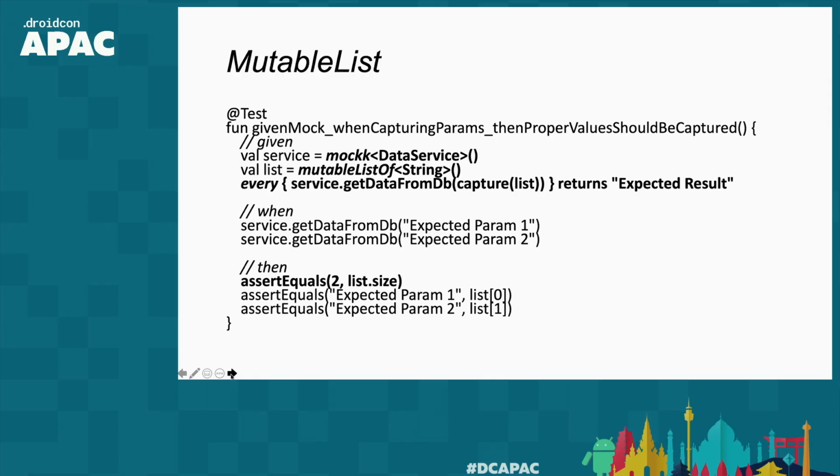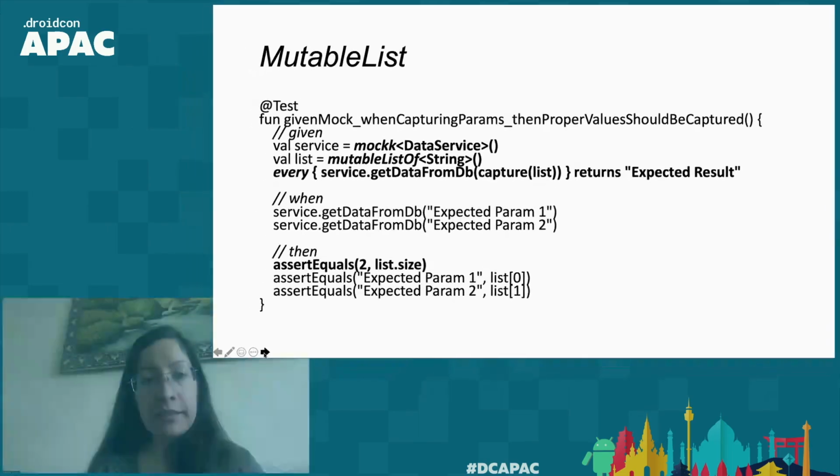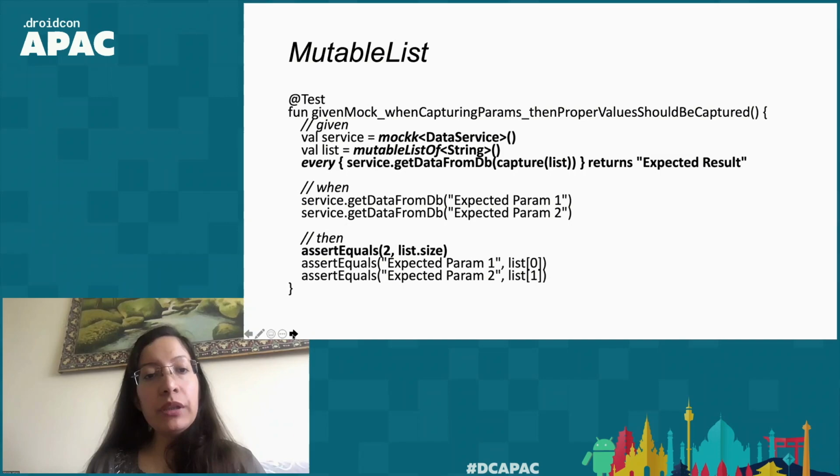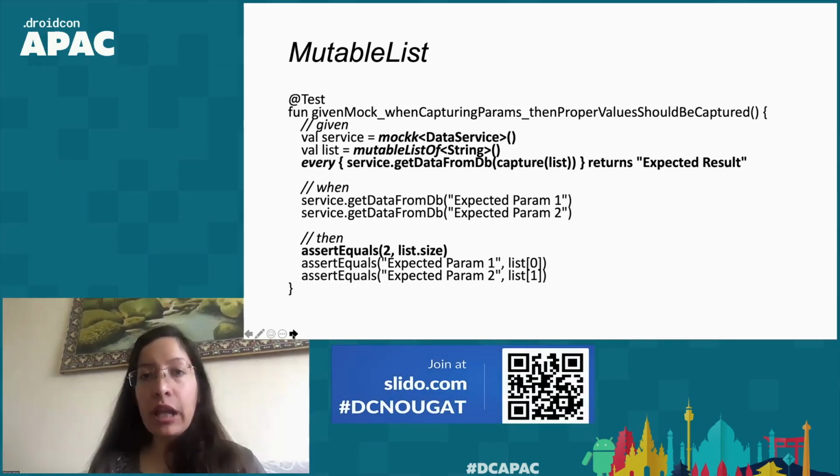Now moving on to capturing parameters with mutable lists. When it comes to mutable list, you can see here I'm creating a mutable list of string, and then I'm mocking the method call. And as an argument, I pass the list because I want to capture all the argument values in the list. And after the method calls, I get the arguments captured in my mutable list, and then I can use list.size or list[0] to get the actual argument values.